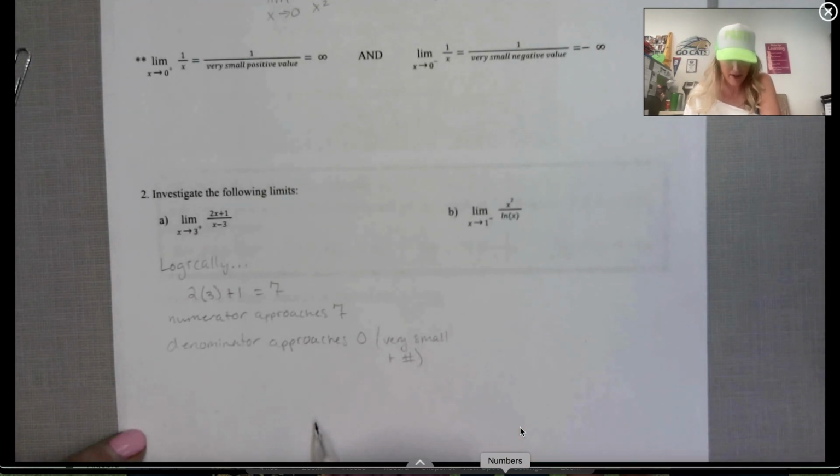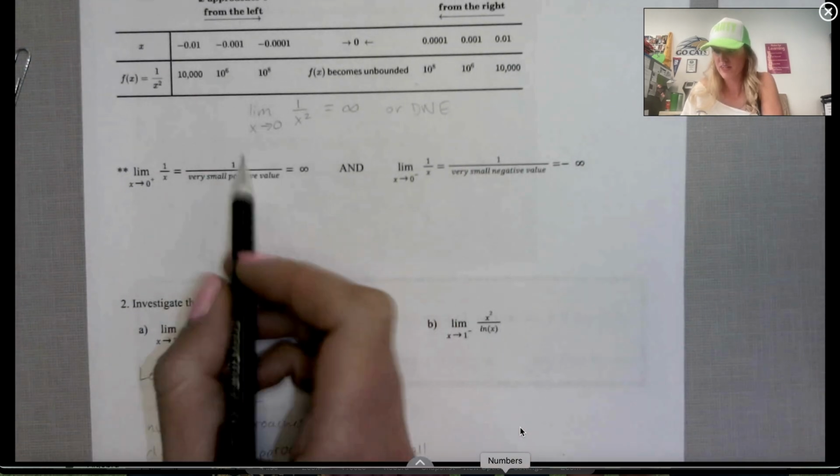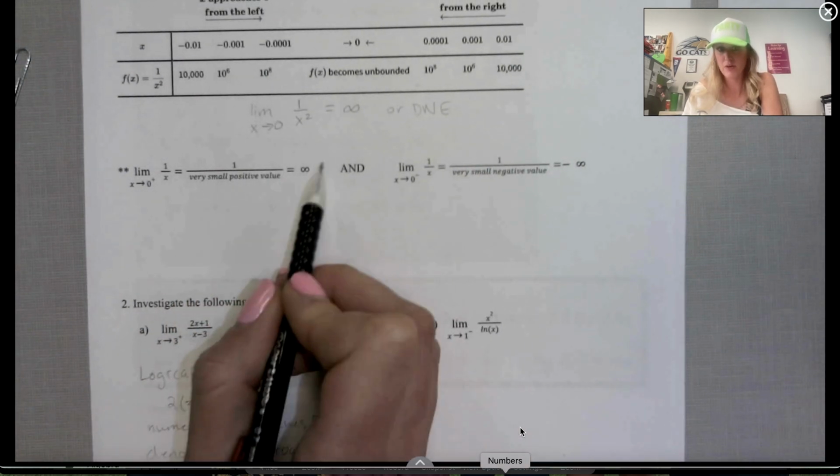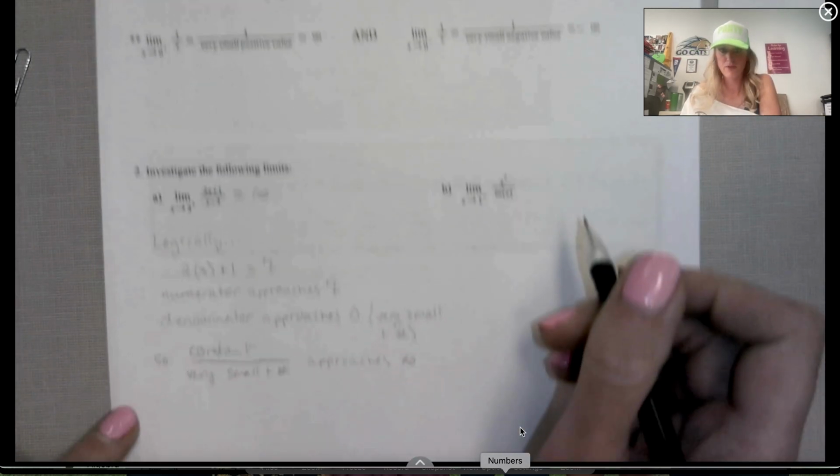So when that happens, we have a constant divided by a very small positive number. That's exactly what we were saying up here. A constant divided by a very small positive value is going to go to infinity. So we're going to say that approaches infinity. So this limit is equal to infinity.